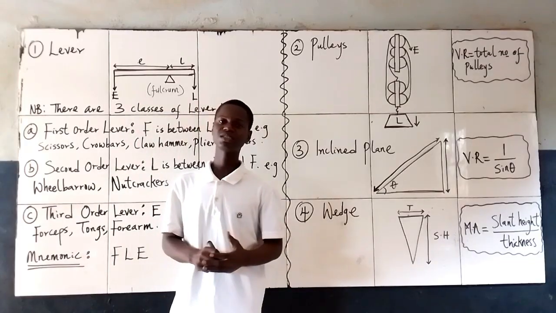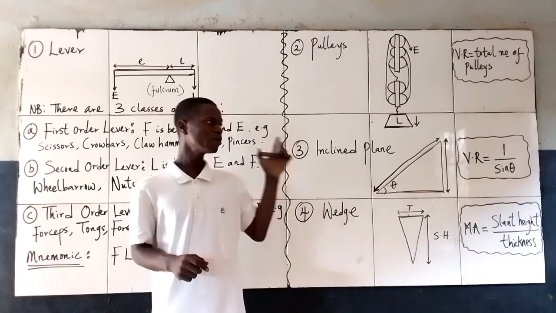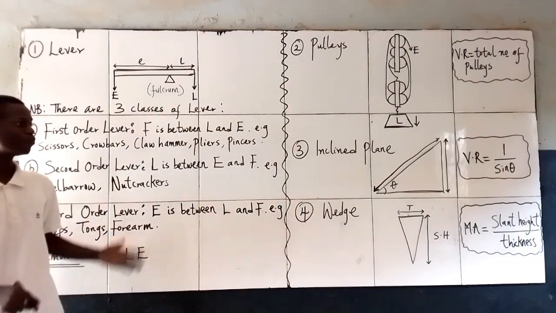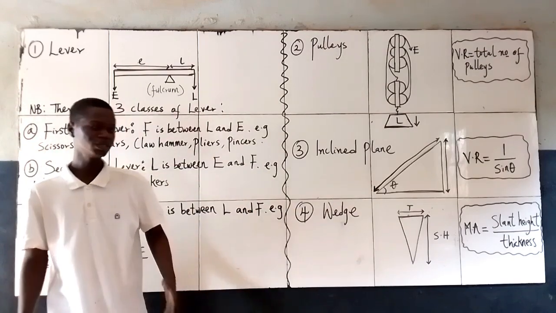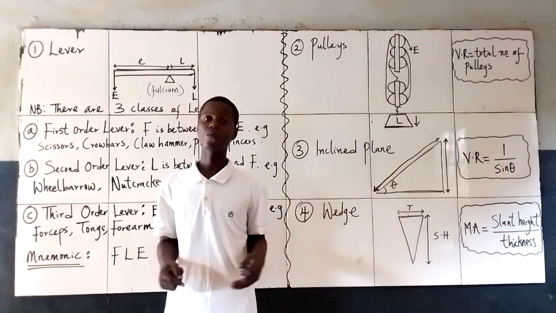Now we still have things like screw jack, we still have others like wheel and axle and the rest. So now we've known the important formula and the important point we need to know for this type of simple machine. I'll be giving you guys the rest of them. So let's have those ones now.